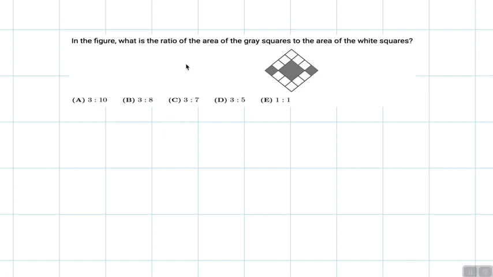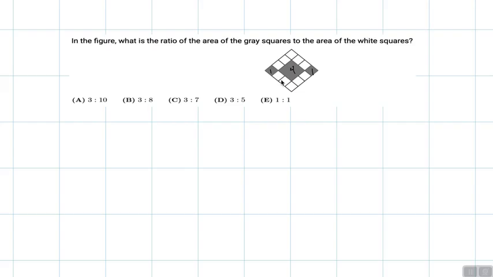In the figure, what is the ratio of the area of the gray squares to the area of the white squares? Ratio of the area of the gray squares. Okay, so this looks to be area 4. I have area 4. This has area 1, area 1.